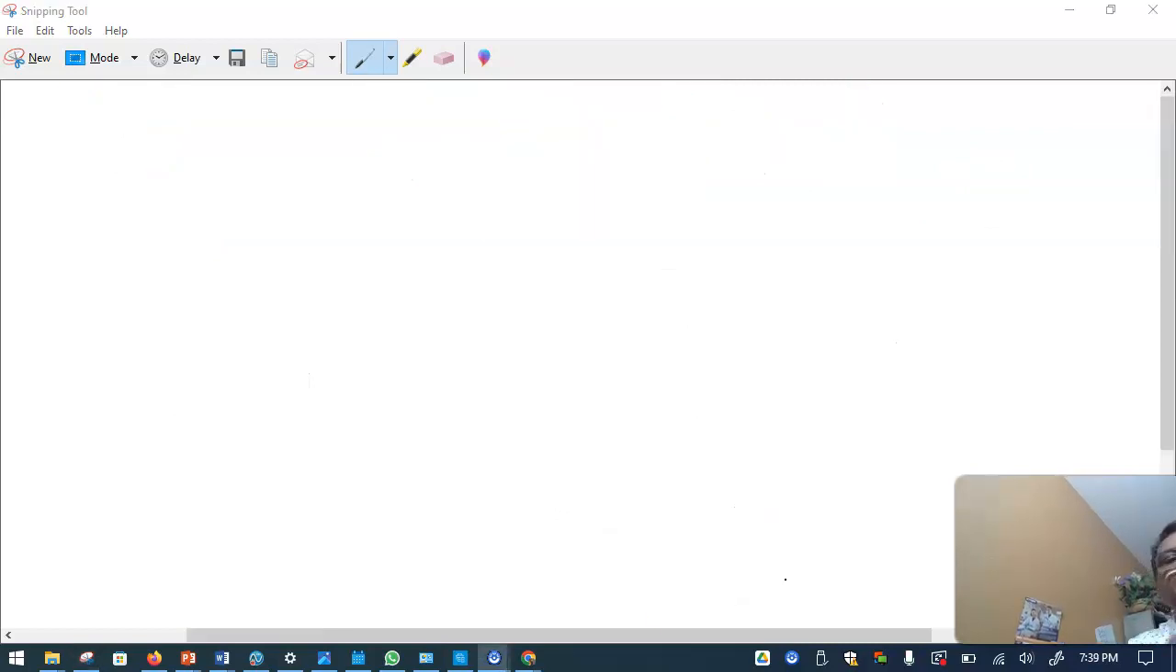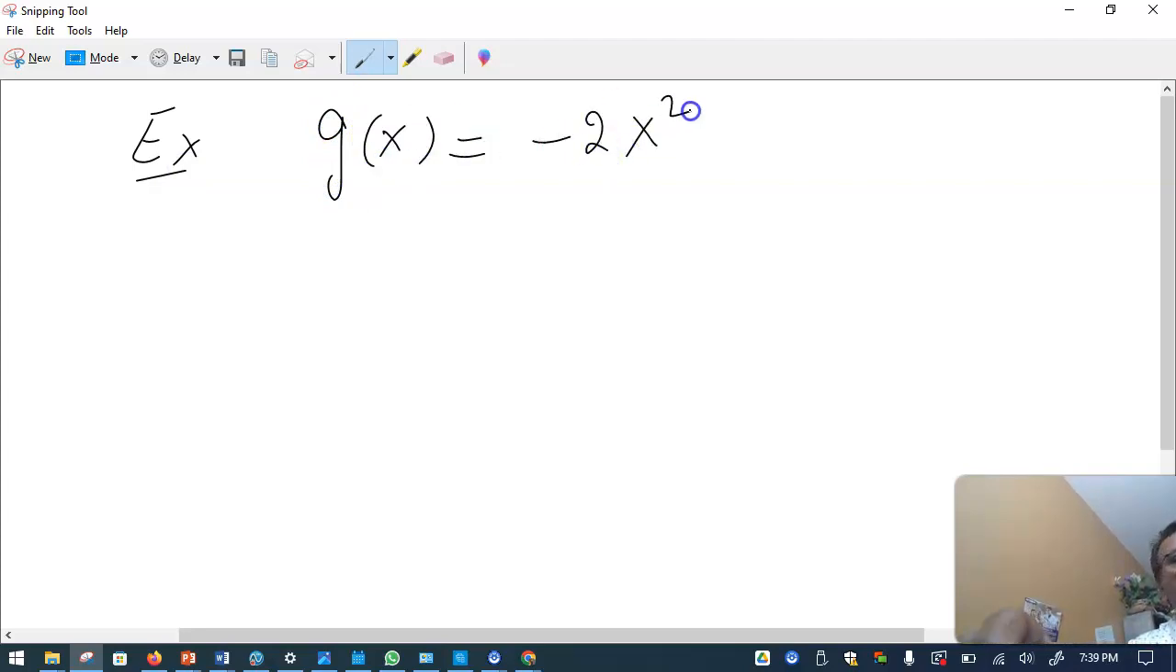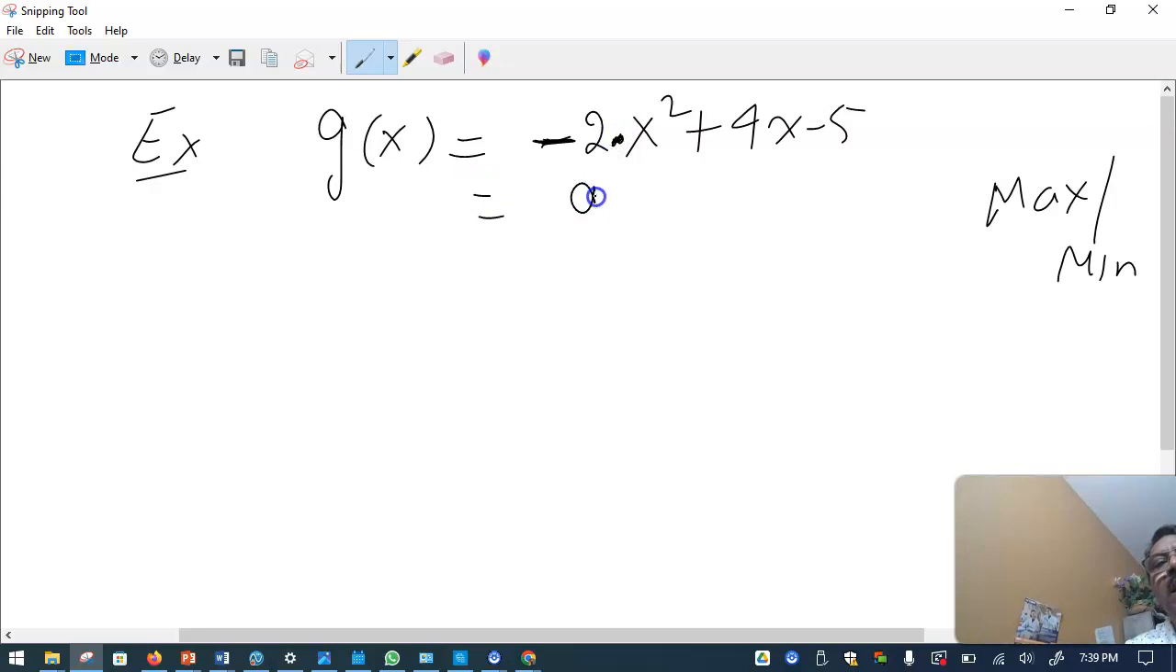Let's take one example, the same example. Let's say you're given a quadratic g(x) equals minus 2x squared plus 4x minus 5. Now the question is, what is the maximum or the minimum? The leading coefficient, the degree-2 term, is minus 2. So comparing with ax squared plus bx plus c, clearly a is minus 2, b is 4, and c is minus 5.